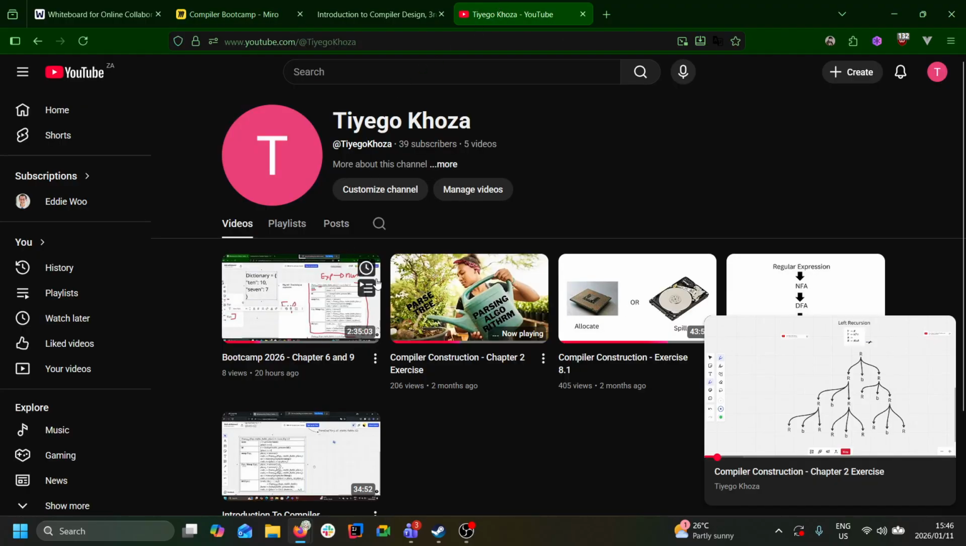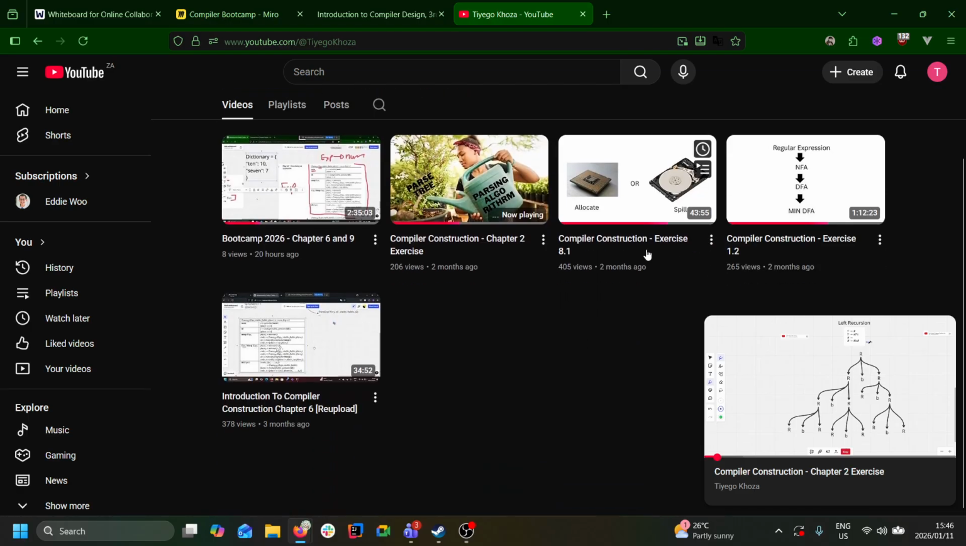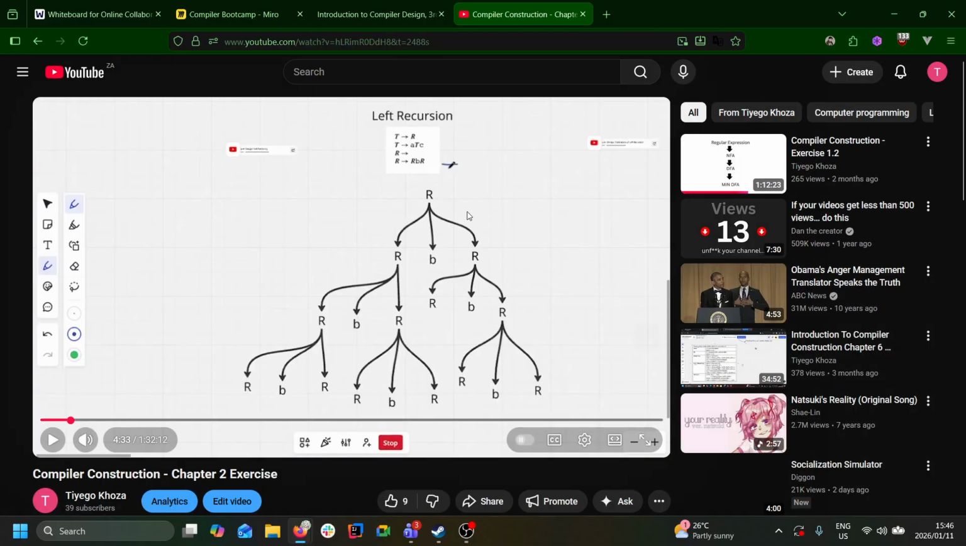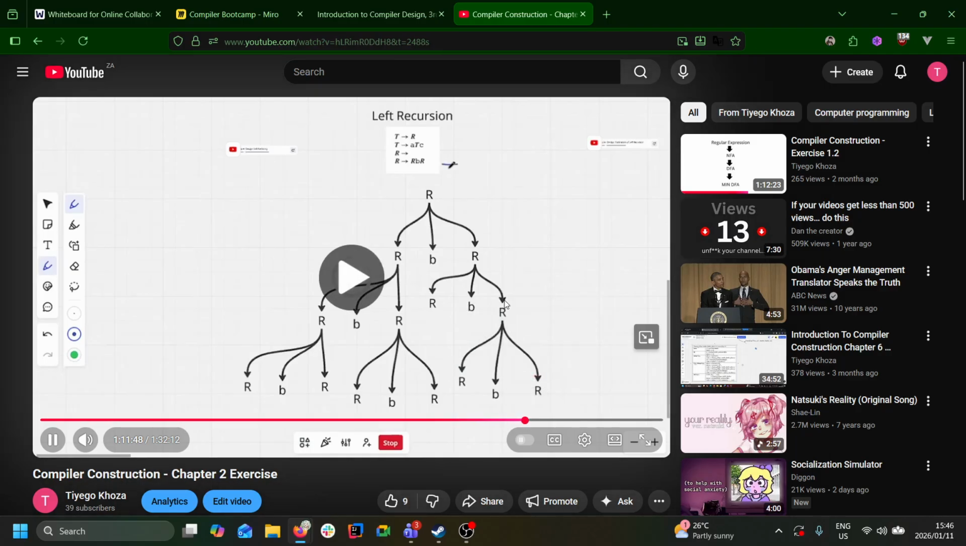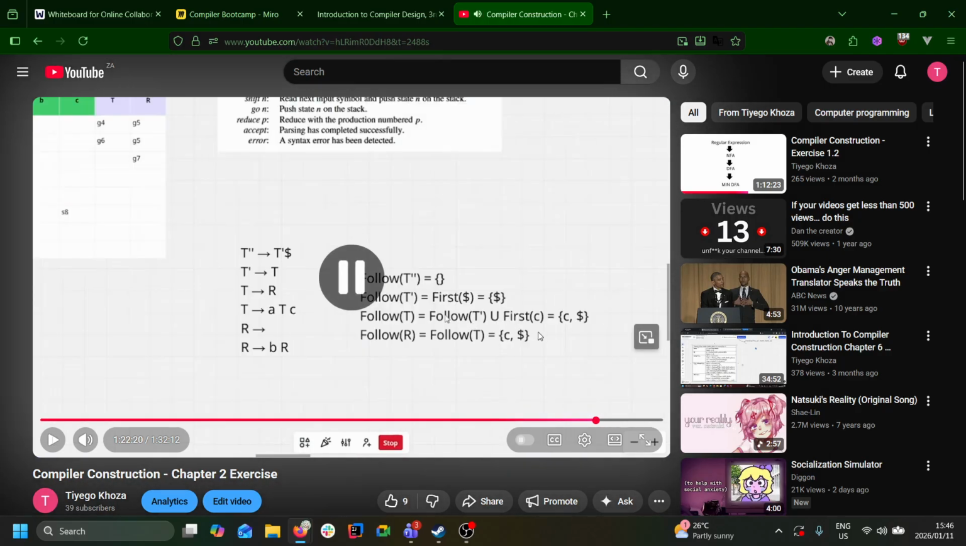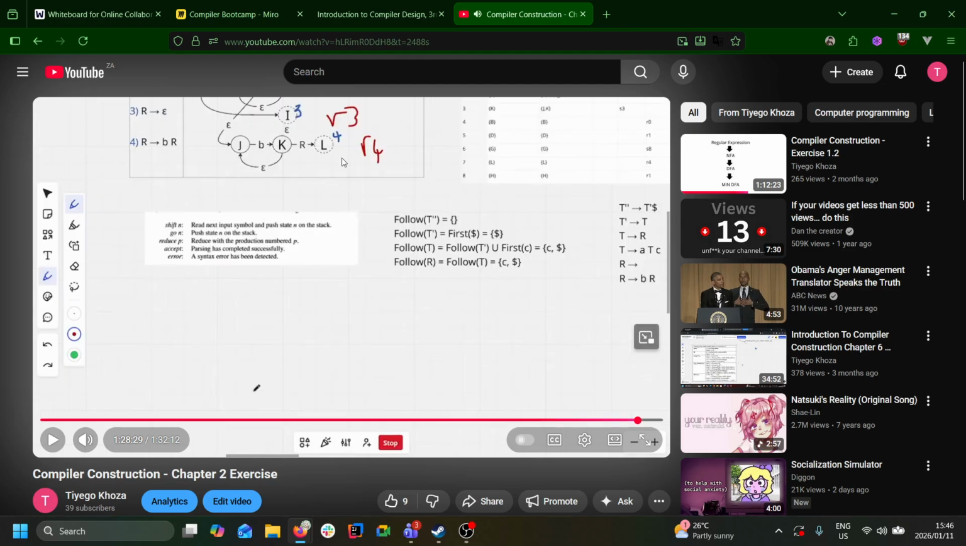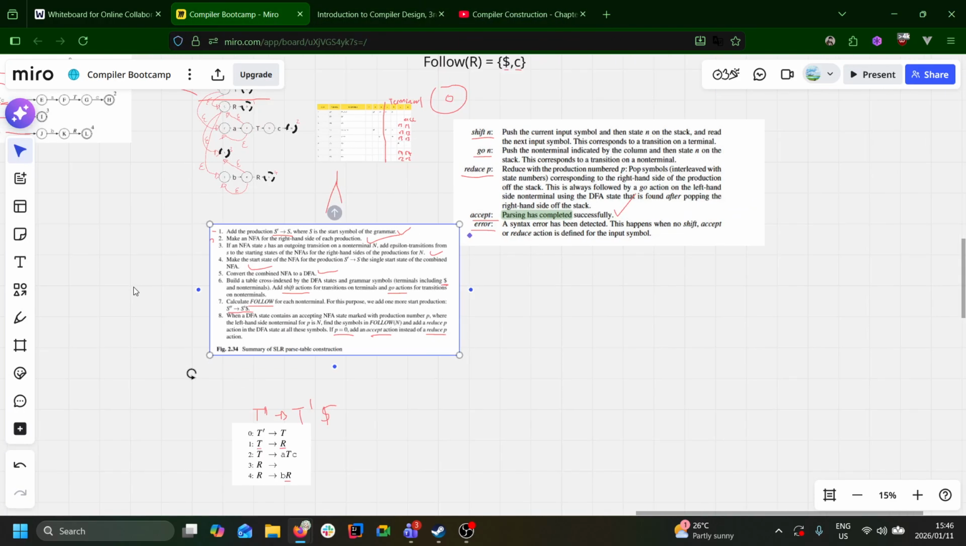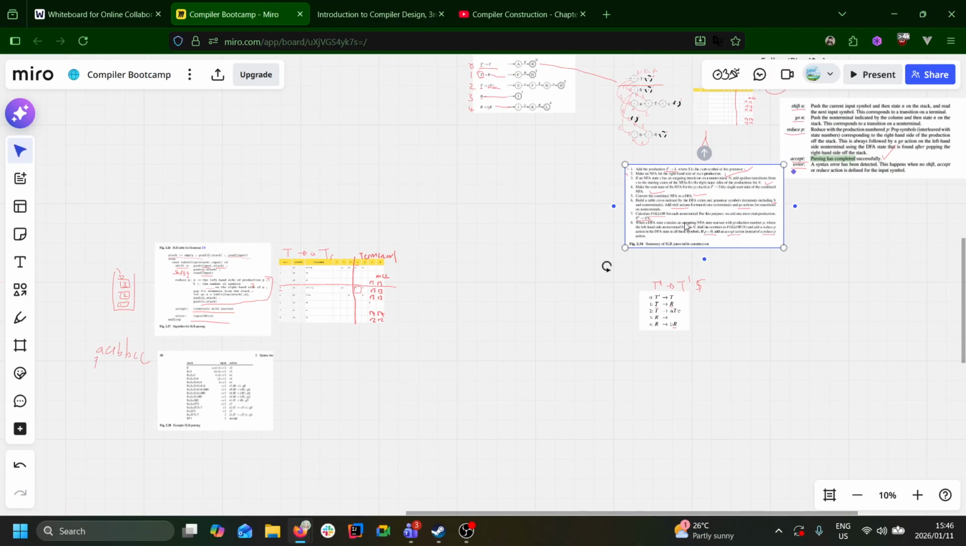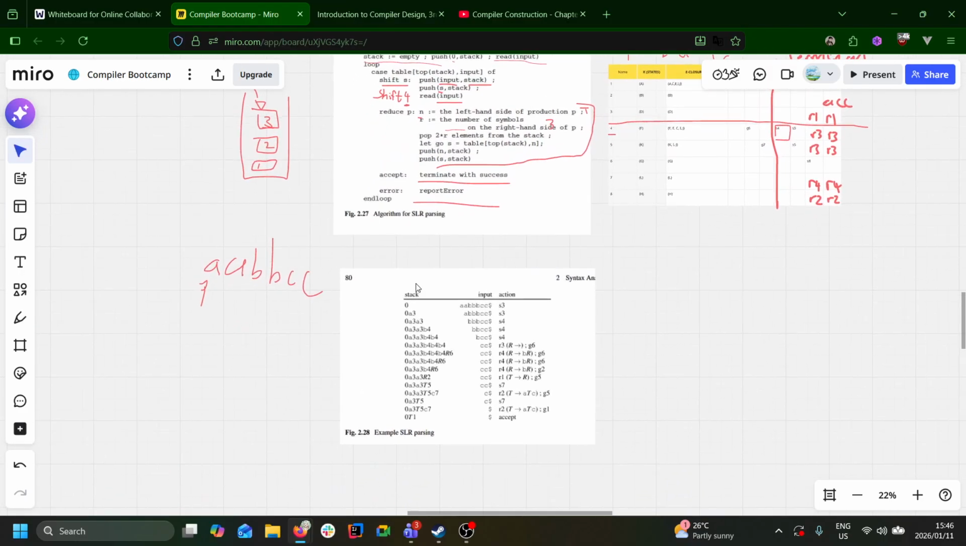And if you want another explanation, a much more structured one, you can follow this video over here where I explain the same process, at least how to do all of this as well. And yeah, that is how to do SLR parsing.